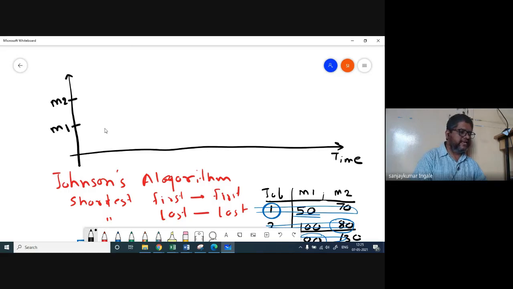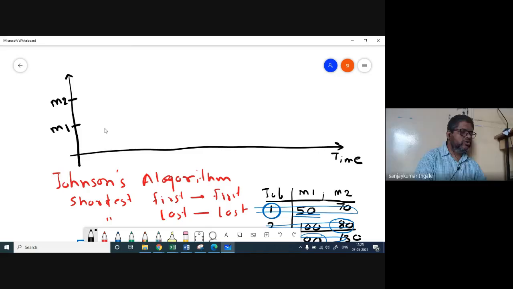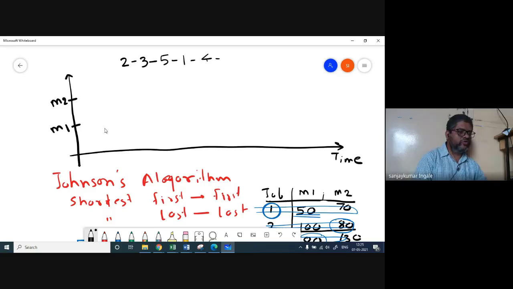Now tell me the sequence given. As per which sequence do you have to draw the Gantt chart? 2, 3, 5, 1, 4, 6. Okay, so we have to calculate the idle time and the total time.